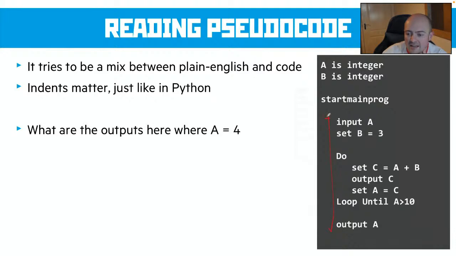We're going to input A. So we're going to take A in from the user and let them type in. We're then going to set B to the number 3. So B is going to start as the value 3. And then we've got this. This kind of loop is a bit weird. This is a do until loop. So we keep repeating the code until this is true. So we do the code, we check that. If it's true, we escape. We go down to here, where it's just outputting A. So we need to set C to A plus B, output C, and then set A to C. All right, so it makes some sort of sense. We'll work our way through it.